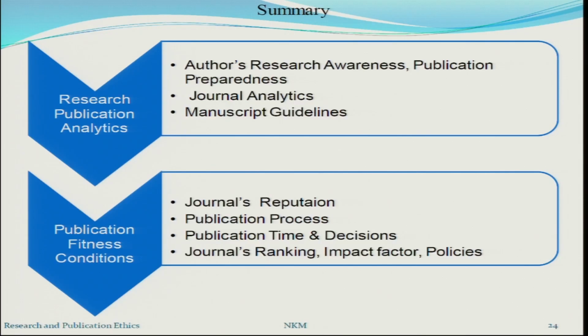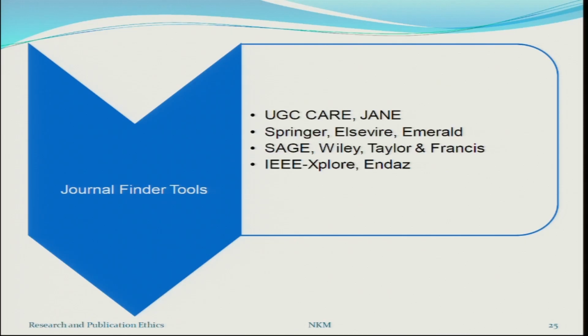There we understood there are factors like journal's reputation, publication process, publication time and decisions, journal's ranking, impact factor, and policies. Then we also analyzed journal finder tools like UGC CARE, Jane, Springer, Elsevier, Emerald, Sage, Wiley, Taylor and Francis, IEEE Xplore and Indaze. Some of the services we have analyzed, and some we will try to analyze in the next session.